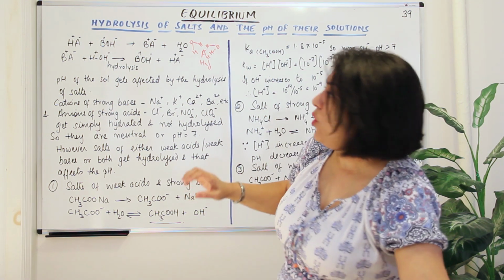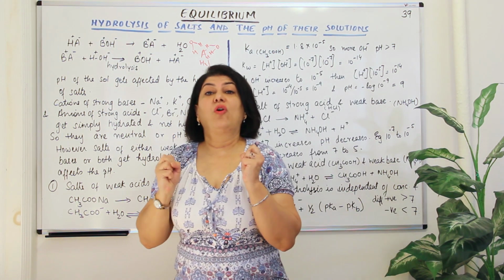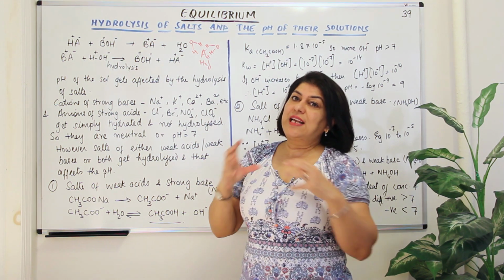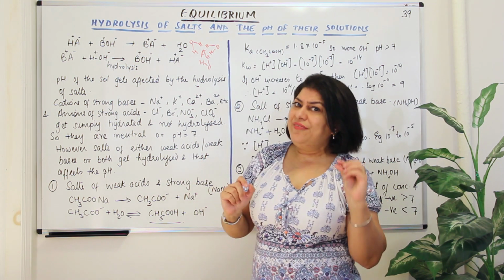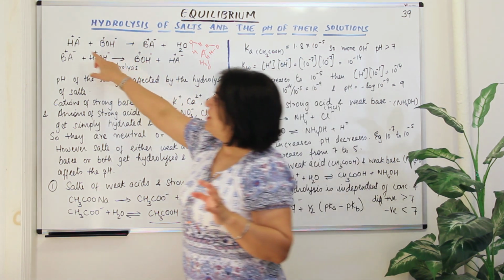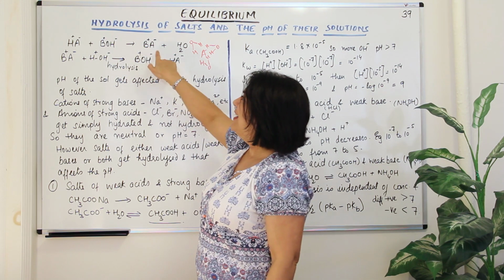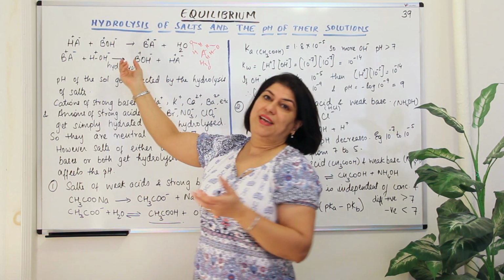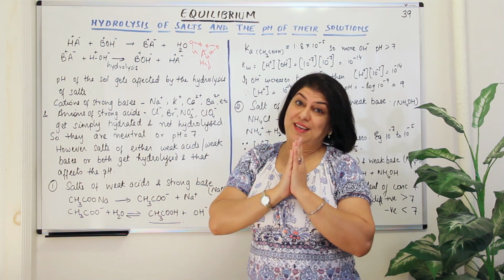Now, this is what happens when you have a cation and an anion which are strong. Hydration occurs. But if you have a salt that has been formed from either a weak acid or a weak base, or both weak acid and weak base, if either one of these was weak or if both were weak, then the cation and the anion from that weak acid or the weak base, or both, would also be weak.